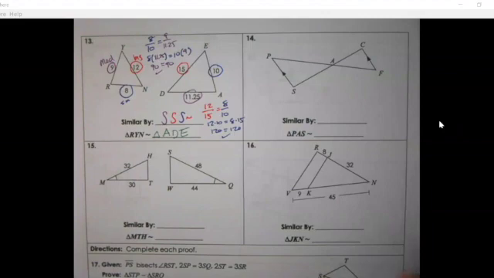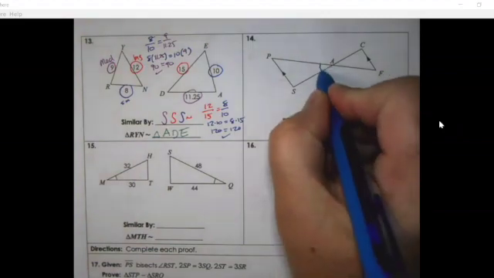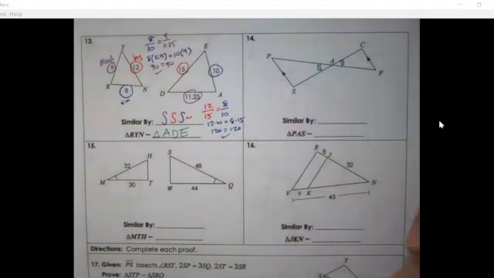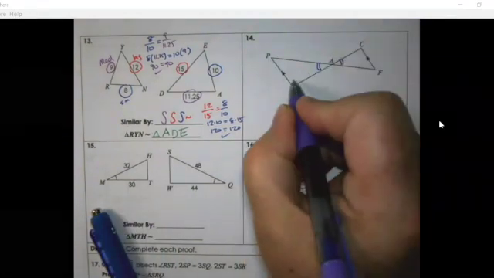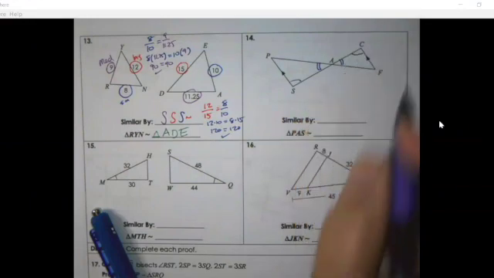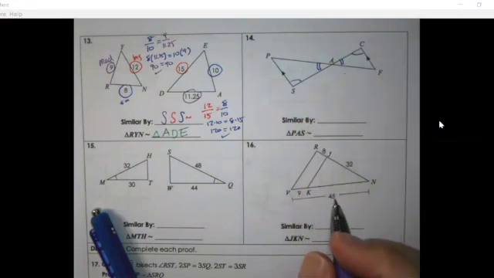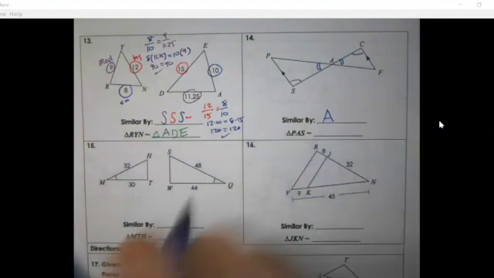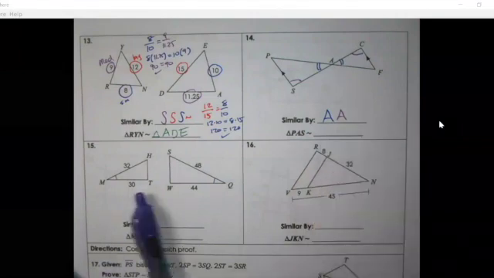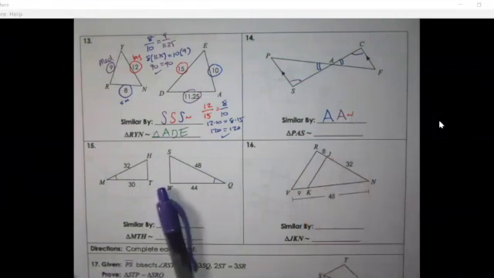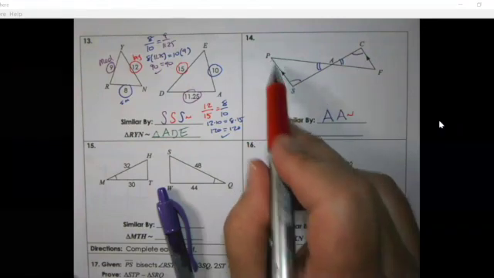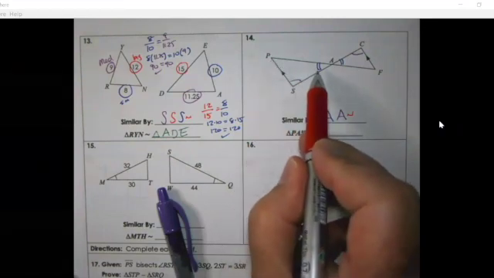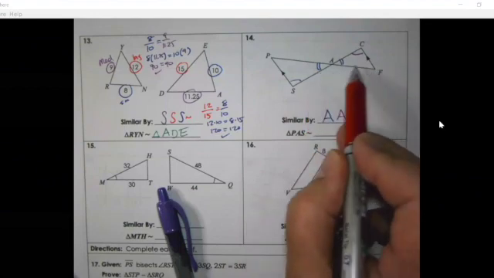Number 14, let's see. Well, we know that these angles are congruent because of vertical angles. And since these lines are parallel and this is a transversal, we know that this angle and this angle are congruent by AIA. So that gives me enough. That lets me say that they're similar by angle similarity. And what that means is that PAS, so let's see, P is the one that I didn't mark as congruent, going to the double blue.